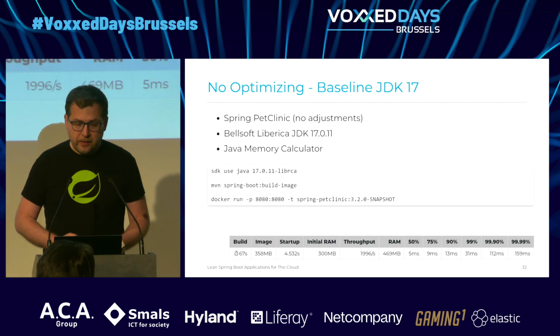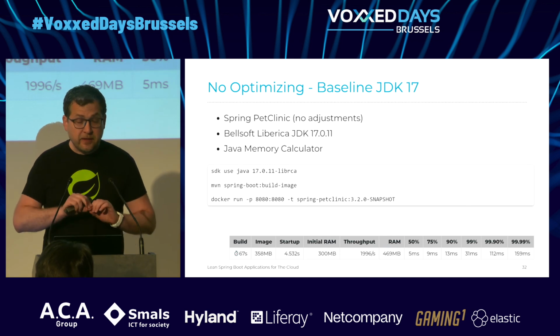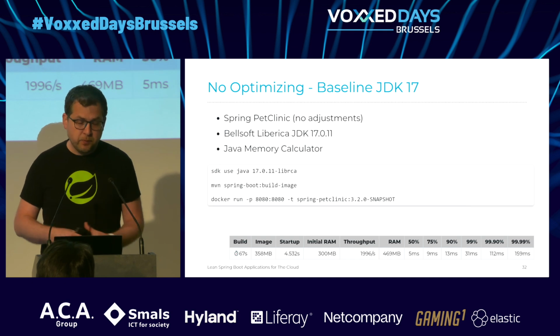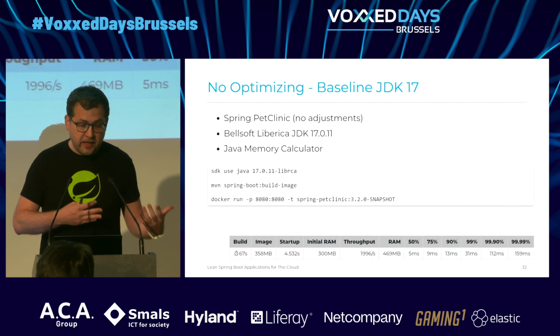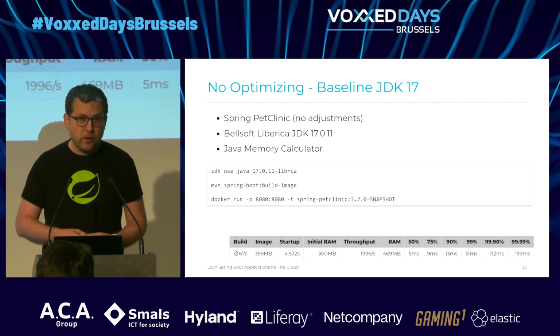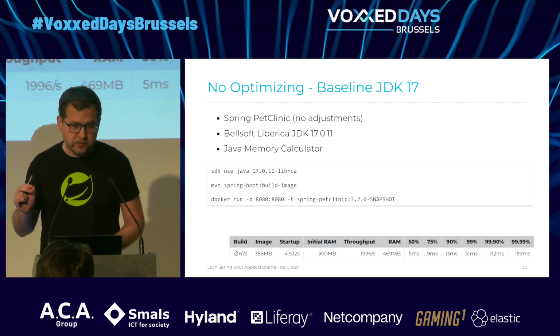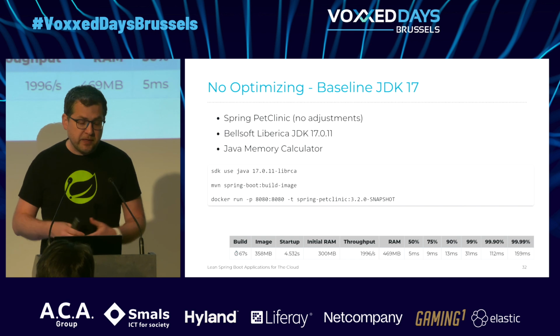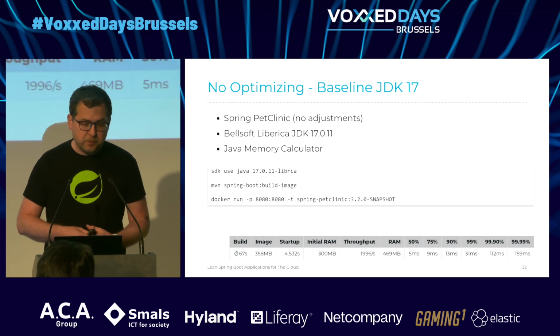So let's have a look at the baseline. The baseline is the Spring Boot application, the pet clinic with Spring Boot, with a Liberica JDK 17.0.11. Have a look at the 0.11, because that's important, and I will tell you in a second why. We use by default the Java memory calculator, which is built into the buildpacks, and then I just do my tests as I explained before.